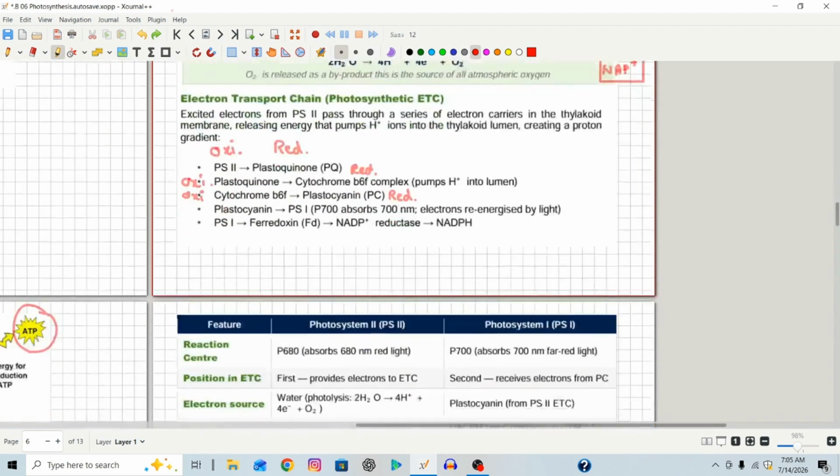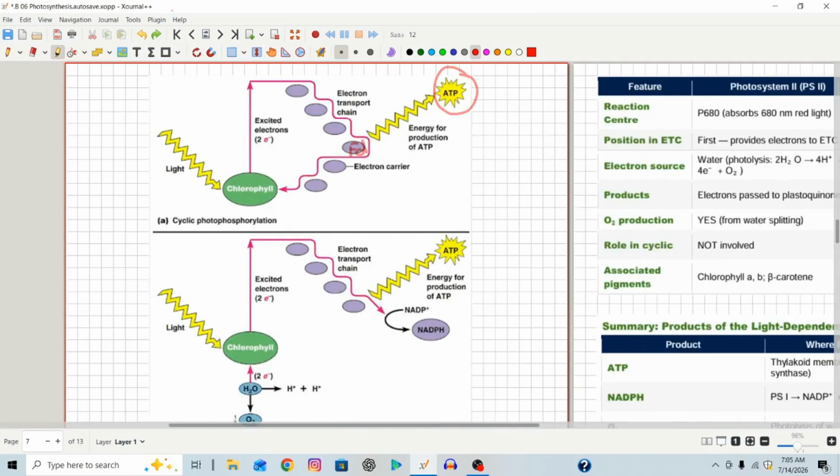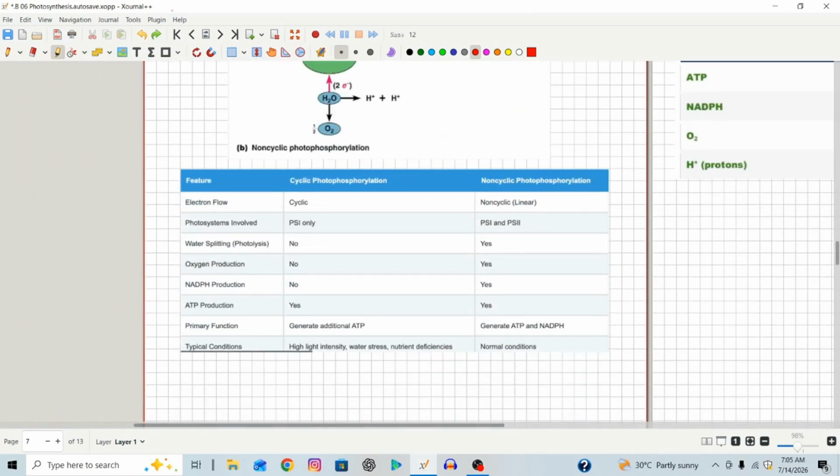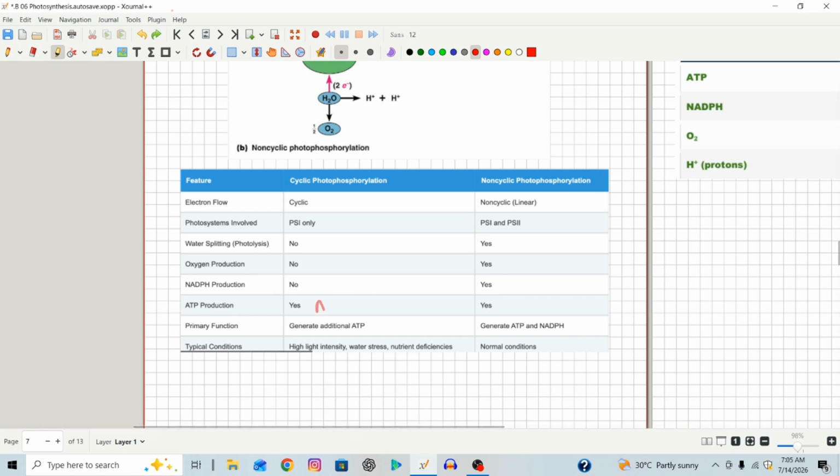I hope the cyclic and non-cyclic photophosphorylation concept is clear until now. So is oxygen produced? No, because water didn't split, the water breakdown didn't happen, so oxygen will not be produced in cyclic photophosphorylation. What about NADPH? No, it will not be formed because the cycle will go back after ferredoxin. Will ATP be produced? Yes. Cyclic photophosphorylation actually happens to produce a high amount of ATP molecules, right? Because we wanted ATP, that's why cyclic photophosphorylation happened.